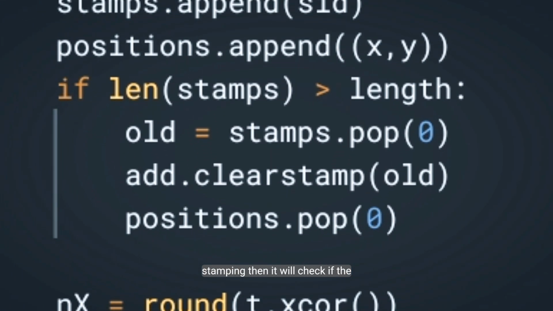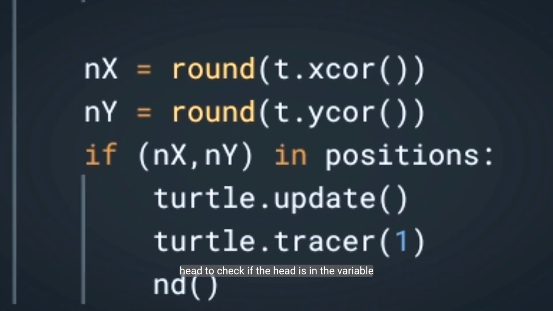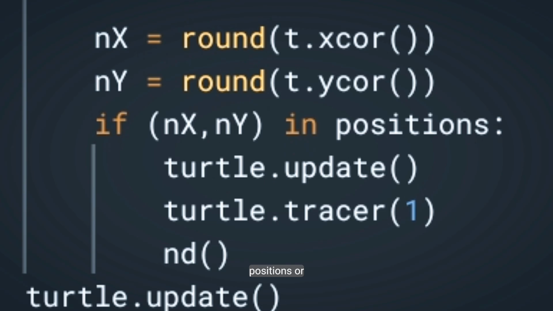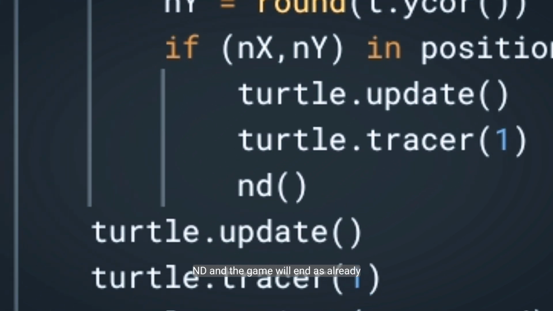Then it will check if the body has more length than it should have, and then it will remove the first value from the variable positions. Then it will again find the current position of the snake's head to check if the head is in the variable positions or not. This means the snake is going into itself, and if this is true, then it will call the function nd and the game will end as already explained.